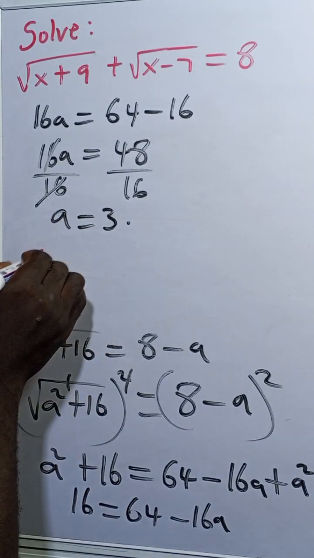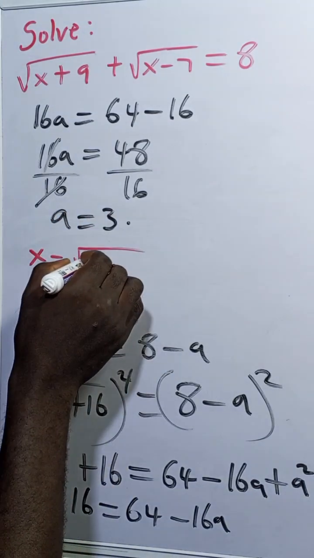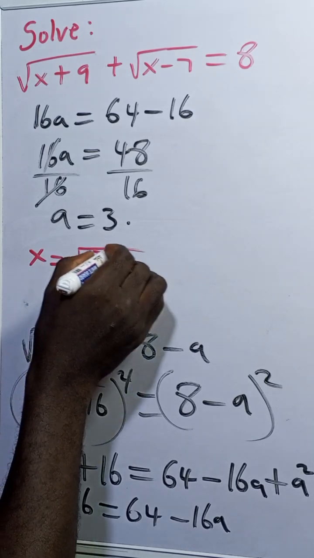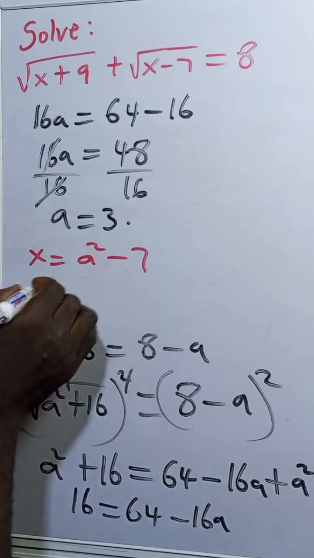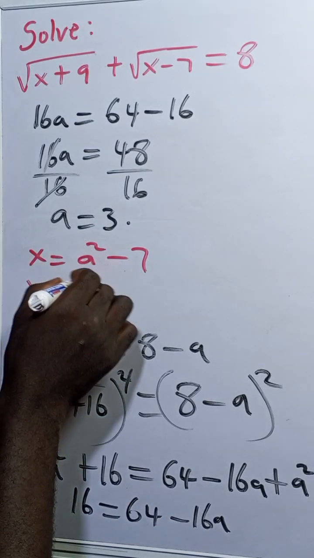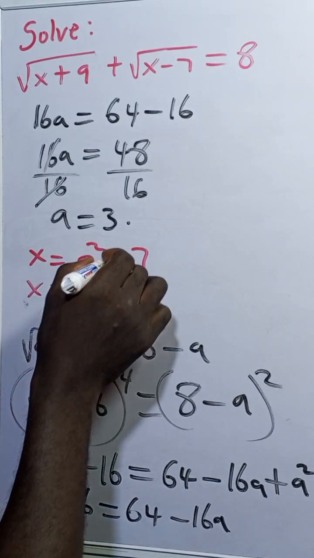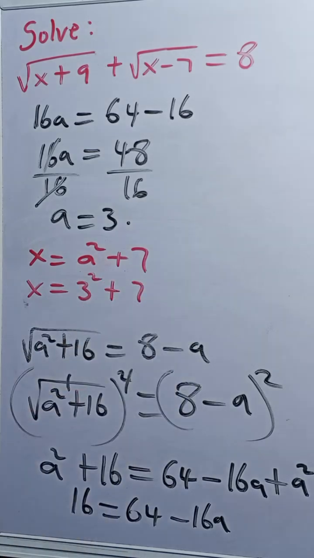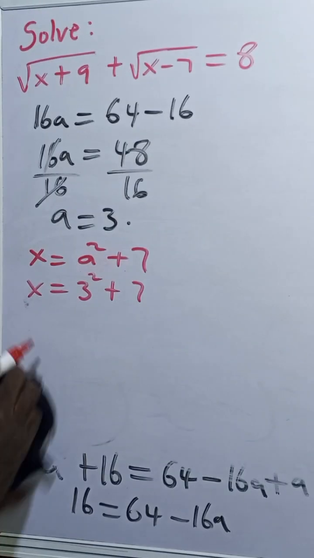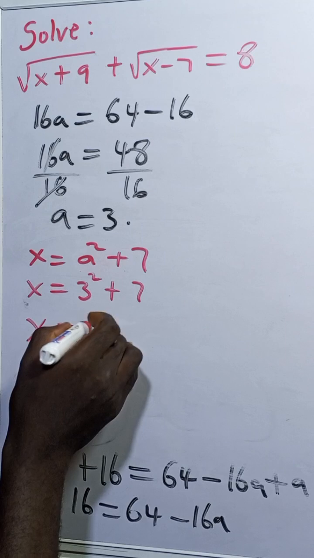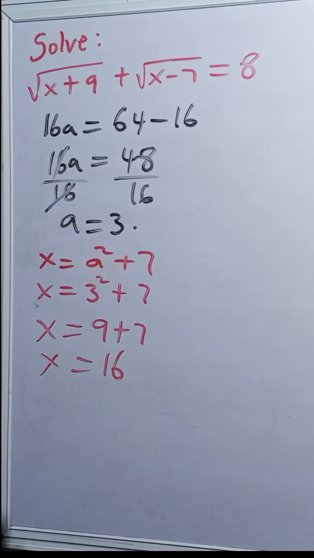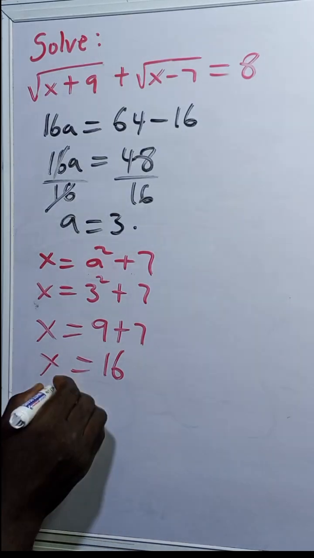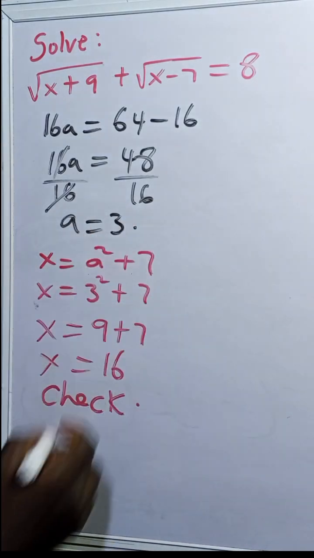Remember we said that s is equal to a squared plus 7, from the beginning. So s is equal to 3 squared plus 7. So now I have s is equal to what? 9 plus 7. S is equal to 16. Now, to check whether the answer is correct, let's verify.